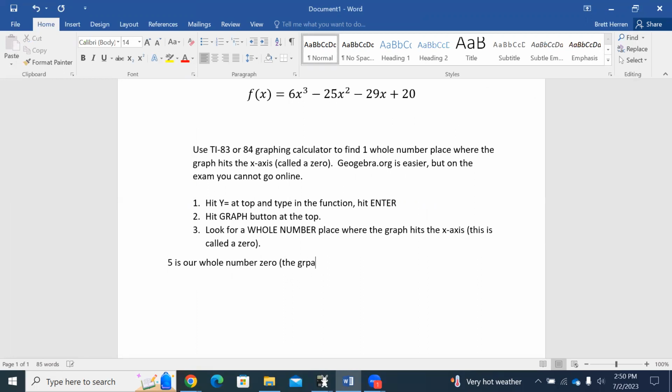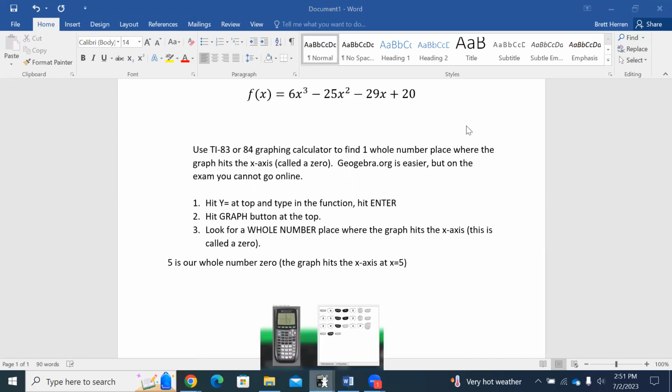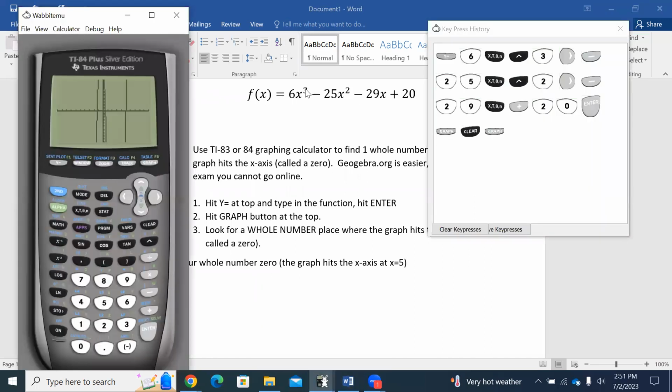The graph hits the x-axis at x equals 5. So start with that one. That's one of the 3 answers. It's 3rd degree, x cubed, so we're going to have 3 zeros. As you can tell, it hits the axis in 3 places.